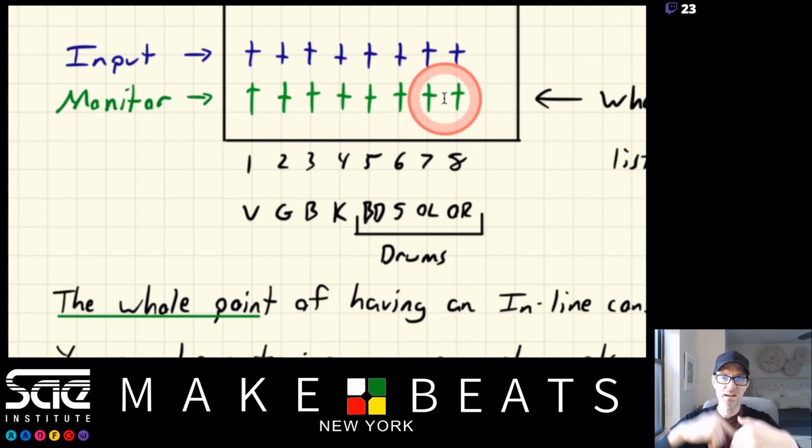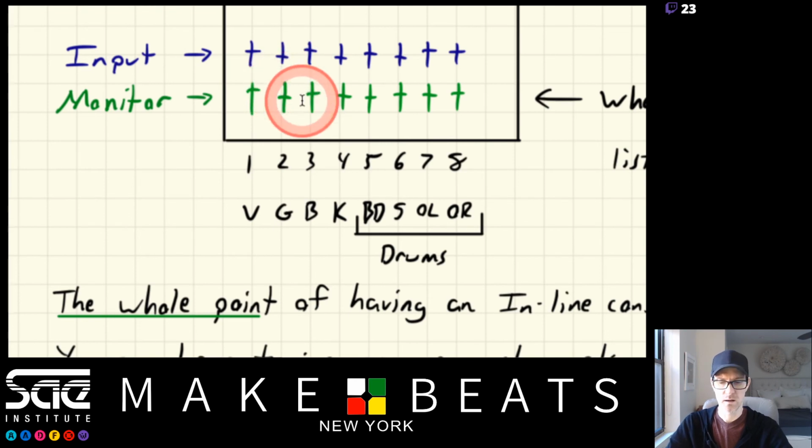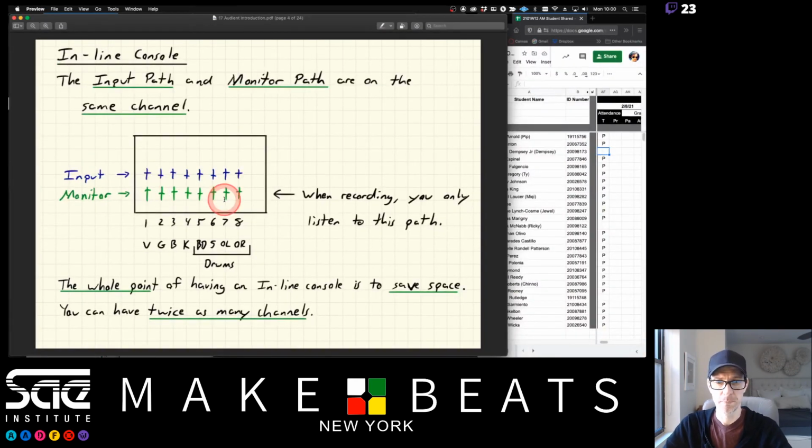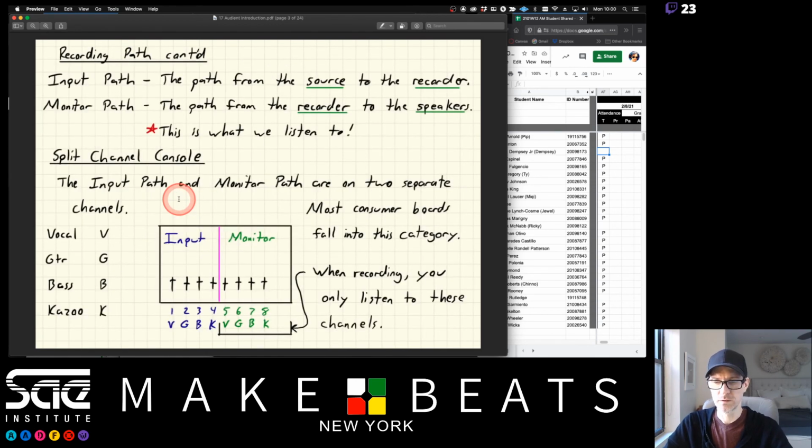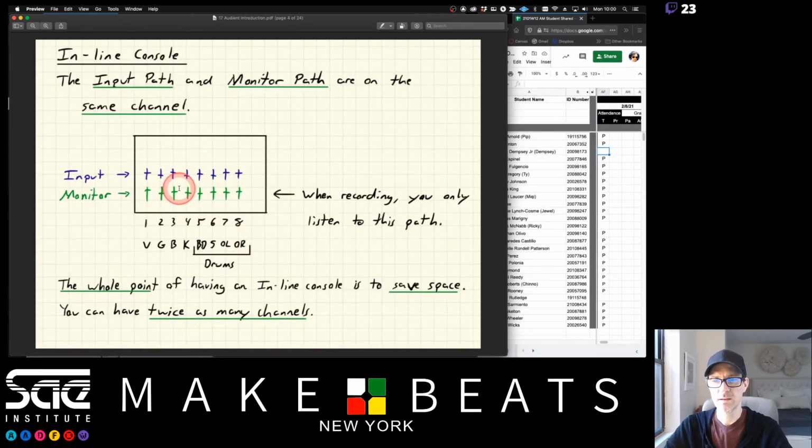So we have 16 inputs happening here, and that's how we can listen to it and monitor it on the same channel. So on this one here, if we look at the colors, the input path is blue and the monitor path is green, and on these here, the green one is what we're listening to at all times. So when recording, you only listen to the monitor path here, which is the green one.